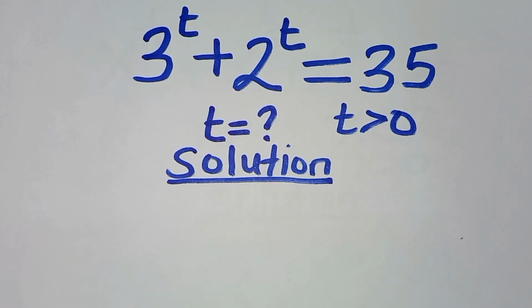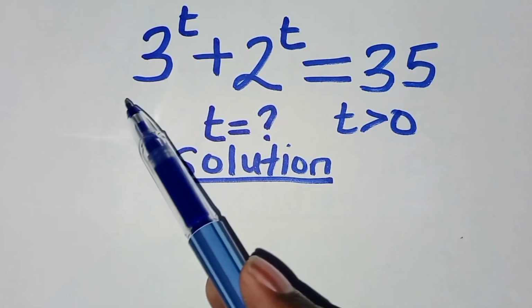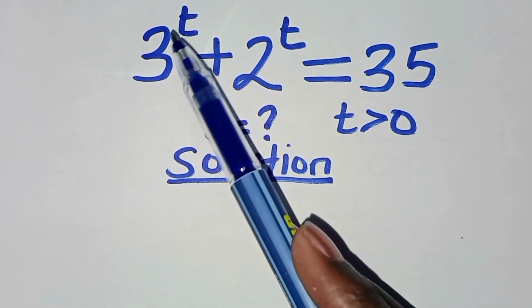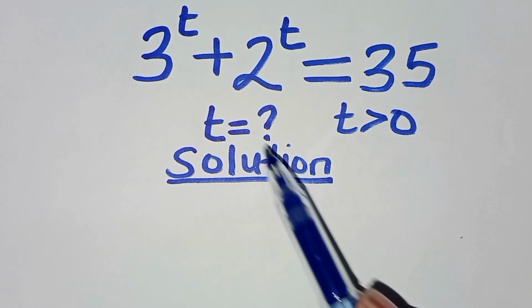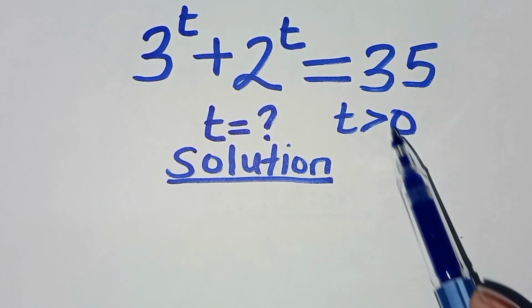Hello everyone, you're welcome to provide a solution given this nice algebra problem, which is 3 to power t plus 2 to power t. This is equal to 35. So what is the value of t? And given that t is greater than 0.